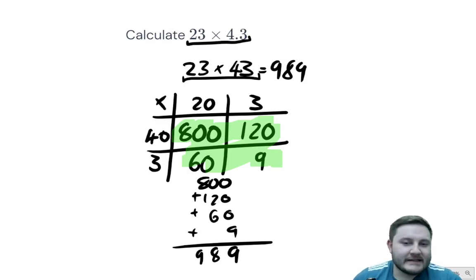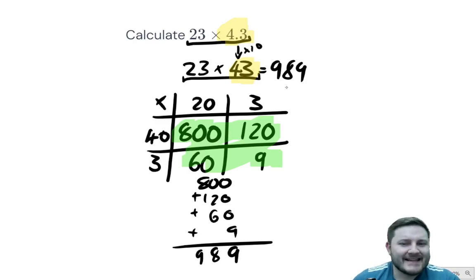So what is this link then? Well, originally we had 23 times 4.3, and now we have 23 times 43. The only thing that is different between these two is I've taken this 4.3 and multiplied it by 10 to get 43. But everything else has stayed the same in the question.